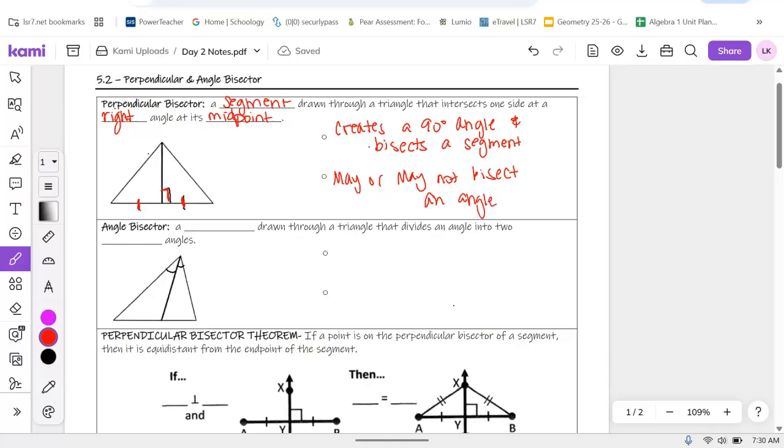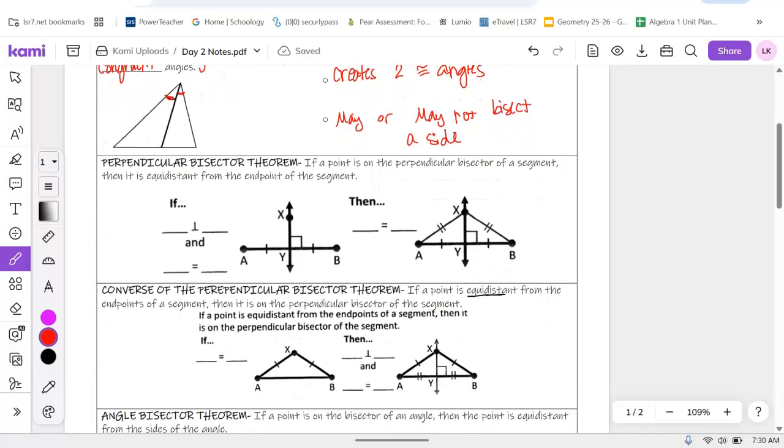But an angle bisector is a segment drawn through a triangle that divides an angle into two congruent angles. So these two angles would be congruent. And what we know there, it creates two congruent angles, and it may or may not bisect a side. Okay, now let's look at the theorems.